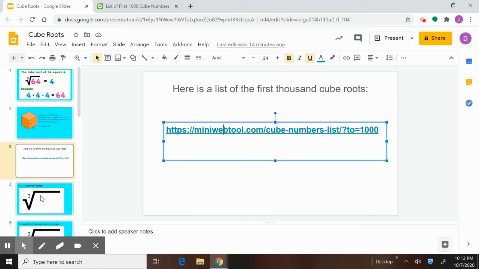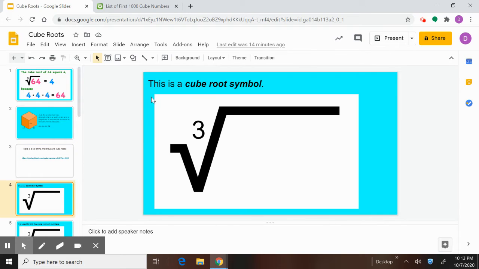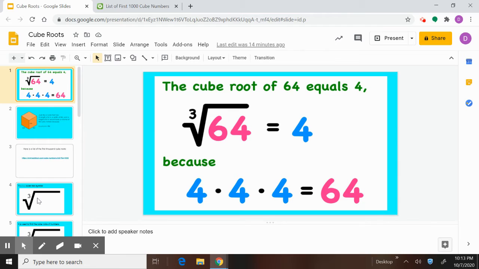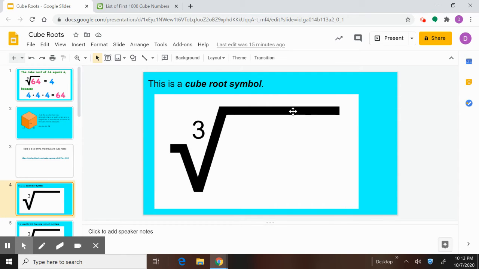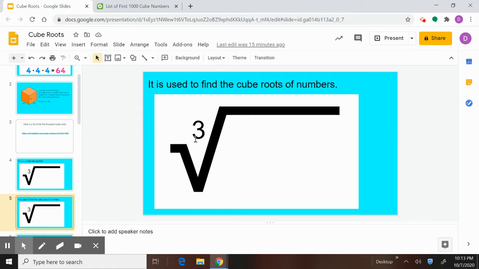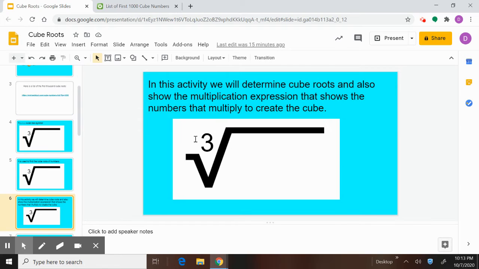With that being said, this is a cube root symbol, just like you saw on the first page. It looks like a square root symbol, but there's a 3 outside of the cube root symbol. It is used to find the cube roots of numbers. In this activity, we will determine cube roots and also show the multiplication expression that shows the numbers that multiply to create the cube.